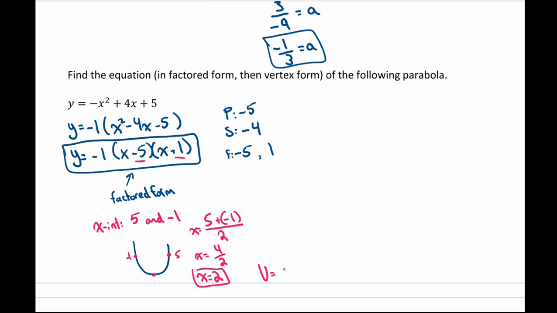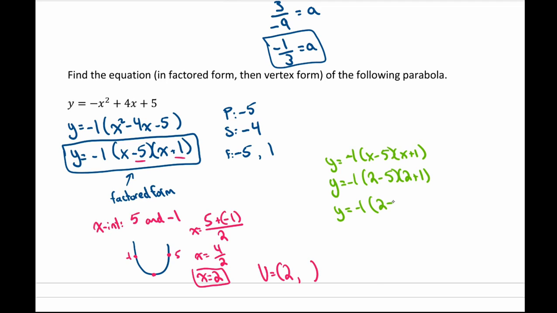So I know that my vertex is going to have the point of 2 and then something. To figure out what that y value is, I can take that x value and substitute it back into the equation and solve for y. So y equals -1, instead of x, it's going to be 2. So 2 minus 5 times 2 plus 1. And I'll rewrite the actual original equation up here. And now this just becomes a calculation which I can solve.